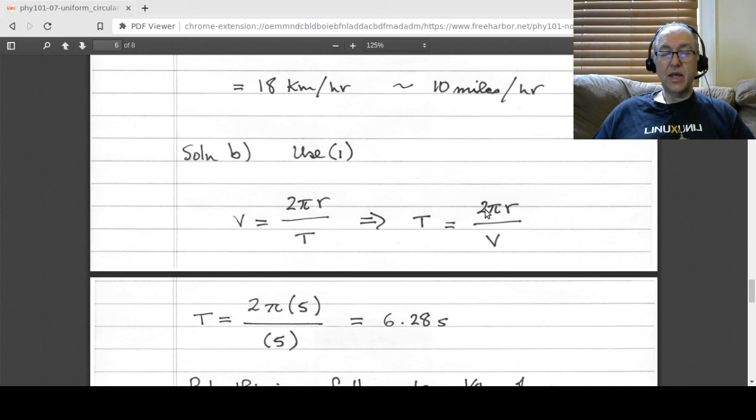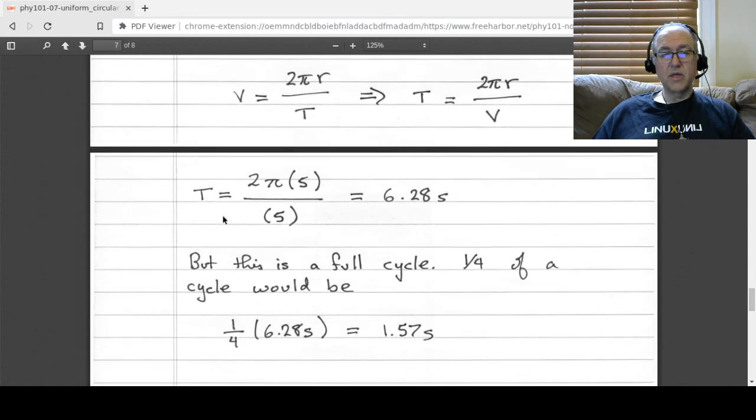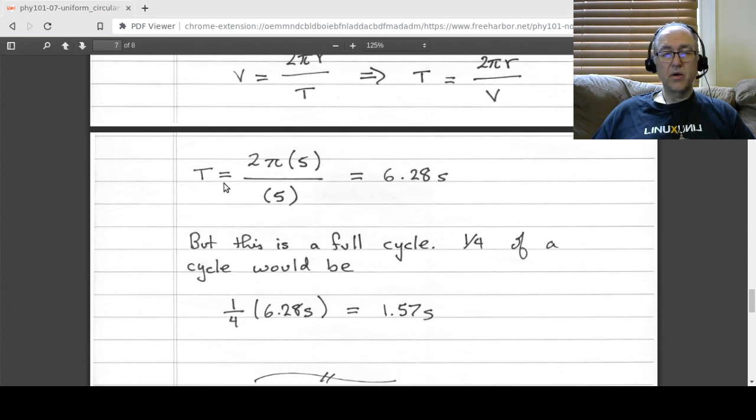Rearranging this, t is going to be 2 pi r divided by v. Okay, and if we substitute in our numbers, I didn't even put the units in here. R is 5 meters. V is 5 meters per second. The 5 cancels out and you just get 6.28 seconds, okay?